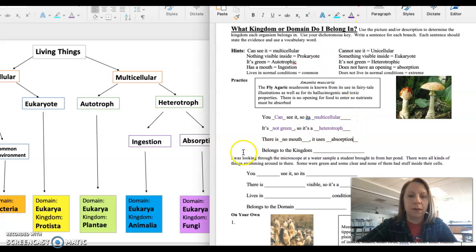And there we go. Since it uses absorption, here's its kingdom. Kingdom is fungi. You can write the domain as well if you'd like, but you do not have to. So the kingdom is fungi. Okay, let's look at another one.